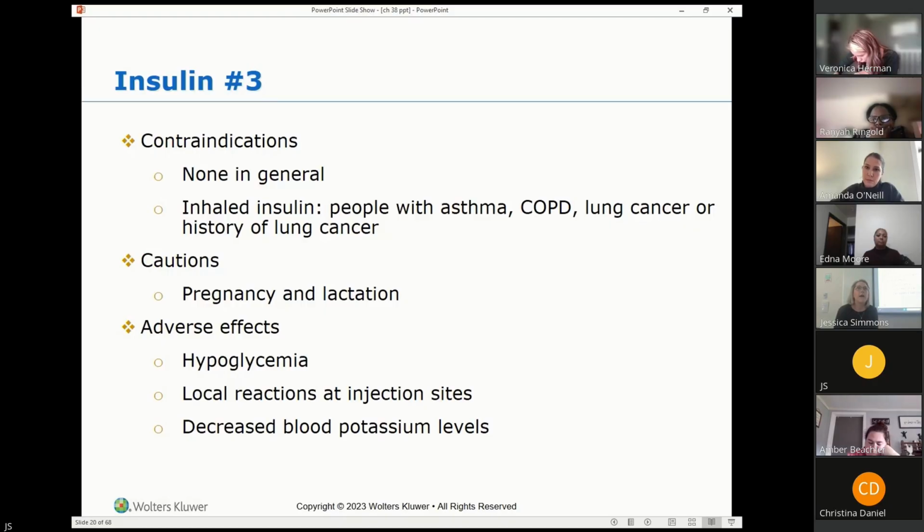Adverse effects, number one, 100% of the time is always going to be hypoglycemia. That is your number one adverse effect that you are monitoring for after giving insulin.